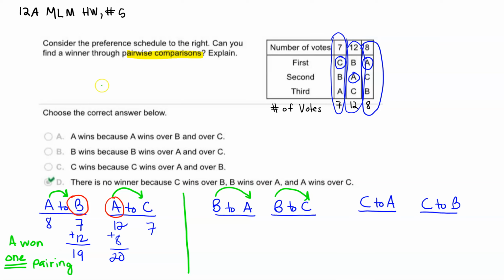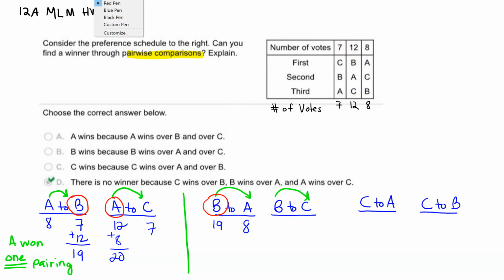Okay, so now let's move on and compare B to A and B to C. Well, I don't need to compare B to A. We've already done that right here. We already see that B wins. So B ended up with a total of 19 votes. A got 8 votes. So B wins that pairing. But we do need to compare B to C. So let's go ahead and look at that.